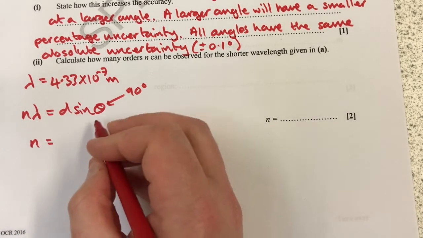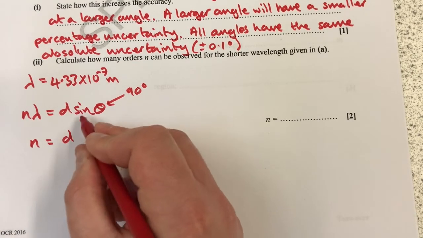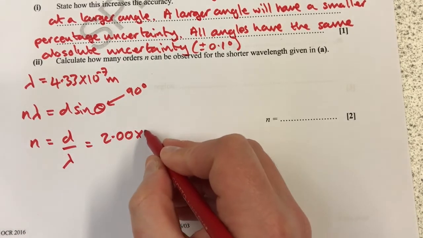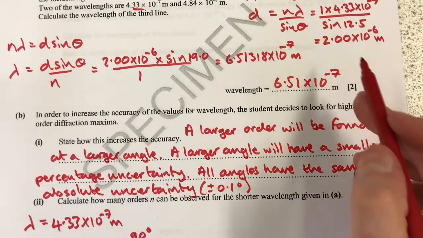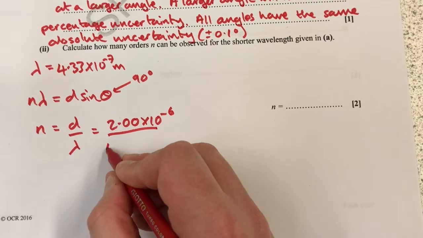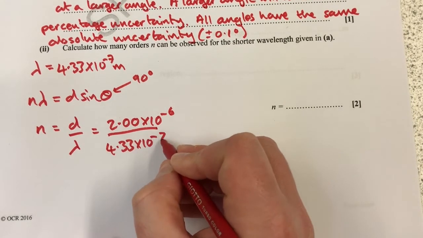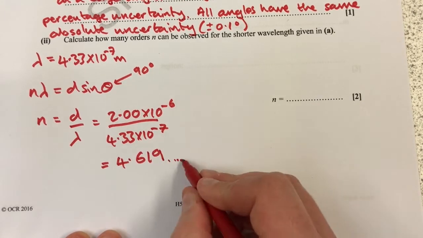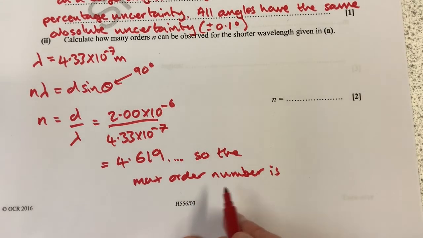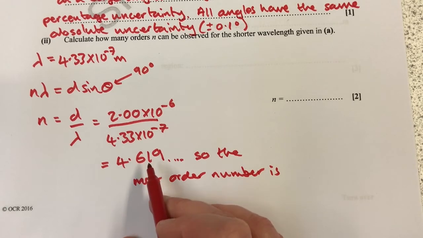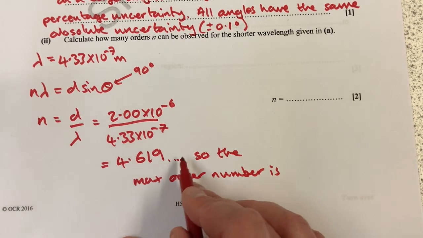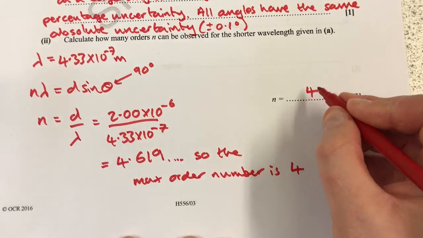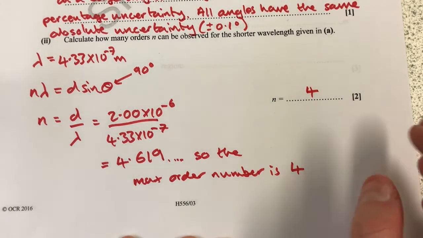Rearrange to get n as the subject. That's going to be d sine of 90, which is 1, so I'm just going to leave that out, divided by the wavelength. So d is 2.00 × 10^-6, which comes from up here, divided by the wavelength, 4.33 × 10^-7. Plugging that into my calculator, I get 4.619. Now this is important. I can't round up, I can't have half an order, I have to round down. Even if it was 4.999 recurring, the maximum order that I could achieve here is 4. No sig figs there at all, just the number 4.